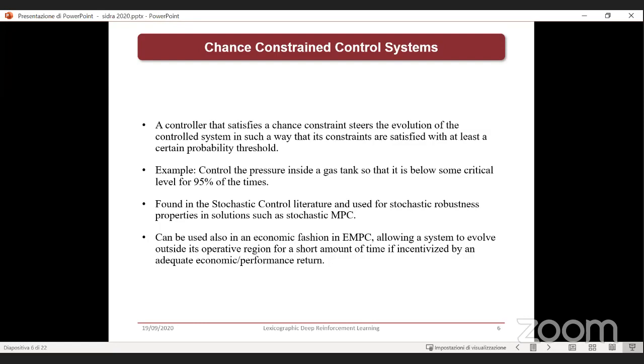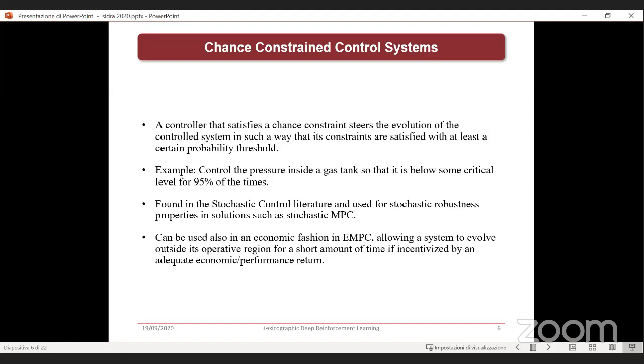This work will focus on a constrained control problem, in particular a chance constraint control system. A controller that satisfies a chance constraint controls the system in such a way that the state of the system remains in a desired region with a certain probability threshold. For example, we may desire to control the pressure inside of a tank so that it is below a certain critical value 95% of the times or something like that.